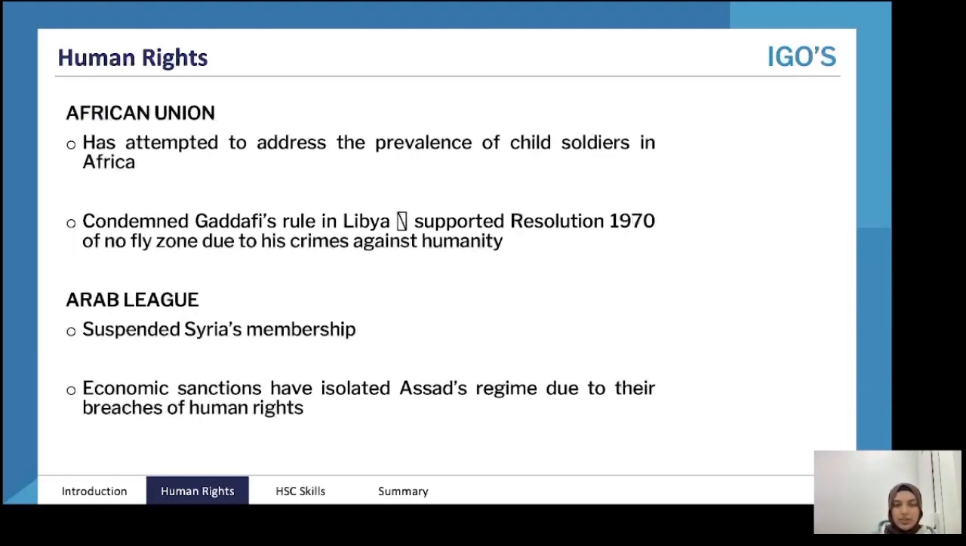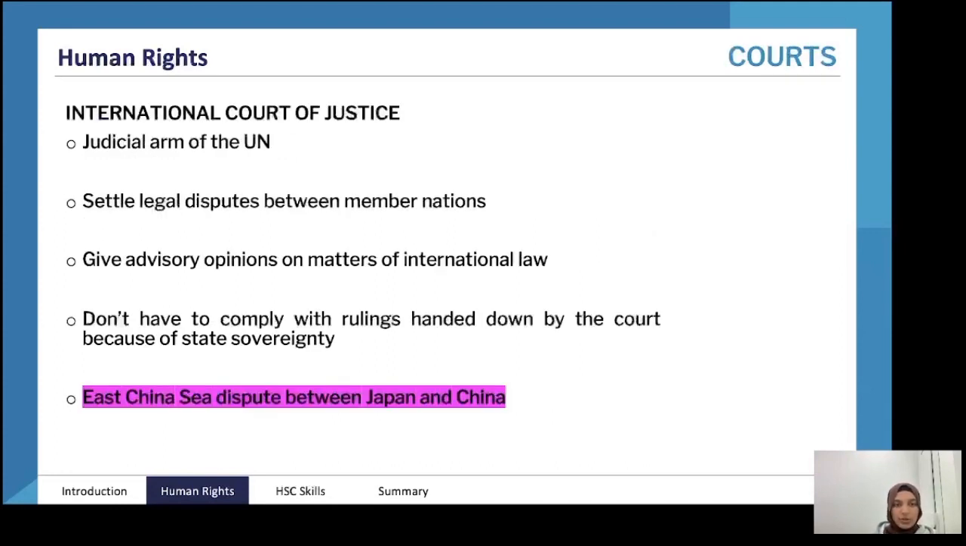The African Union has attempted to address the prevalence of child soldiers in Africa. The Arab League has suspended, for example, Syria's membership. We've then got the International Court of Justice, which is the relevant court, a judicial arm of the UN, so they're a court underneath the UN. They settle legal disputes amongst member nations, like the example that we gave on the East China Sea dispute.